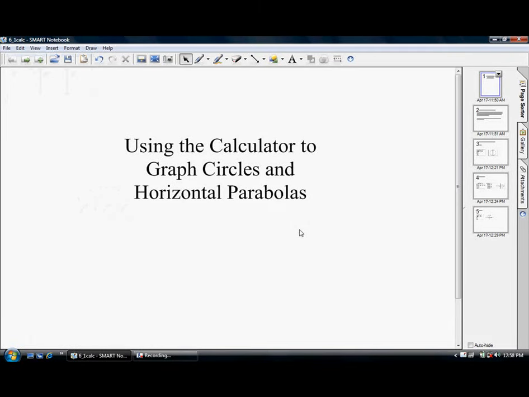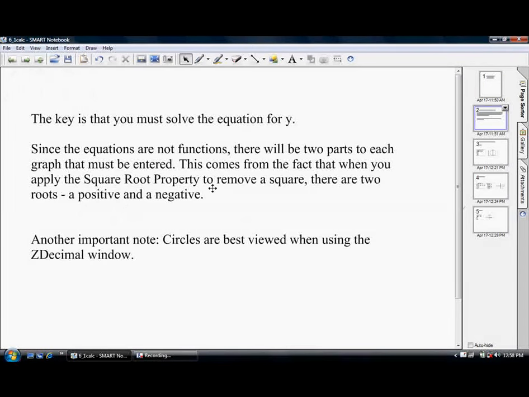Let's look at how we can use the graphing calculator to graph circles and horizontal parabolas. The key for using the calculator is that your equation must be solved for y. Remember that these are not functions we're dealing with, and so for every input of x there's going to be two output values. And so you're going to have to enter the two separate pieces of this equation in the calculator. And that comes from the fact that to remove a square, we have to apply the square root property, and in doing that we get a plus or minus square root of something.